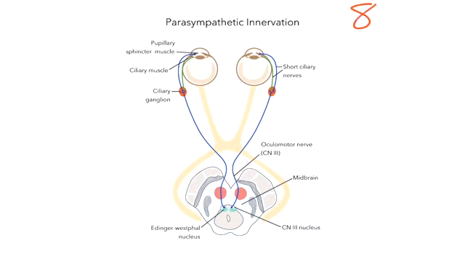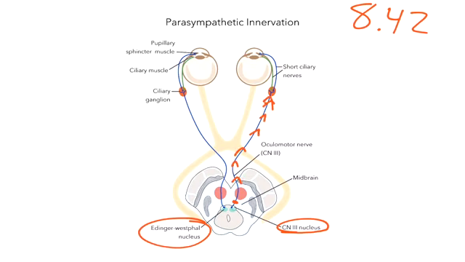So here's figure 8.42 showing the parasympathetic innervation of the eye. As you can see here, we have the Edinger-Westphal nucleus, which sends fibers through the oculomotor nerve right here. We have labeled the nucleus. Then the oculomotor nerve sends a signal to the ciliary ganglion, labeled right here. And then the ciliary ganglion sends fibers to the pupillary sphincter muscle, this blue line, which is labeled right here on the left side, and it causes miosis.